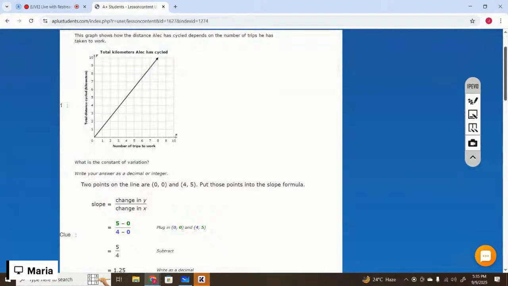So you have to select any 2 points on the graph and then calculate the constant of variation. Like we have the point 0, 0 and 4, 5. So the slope is equal to change in y divided by change in x. So subtract the y components divided by the x components. So that is 5 by 4.